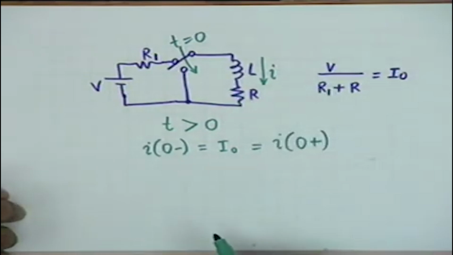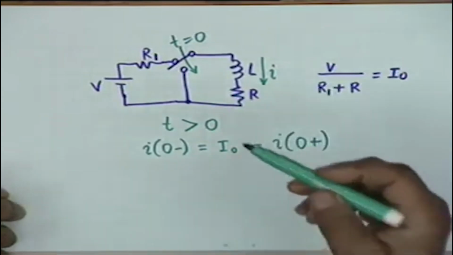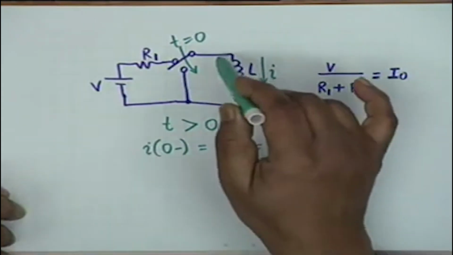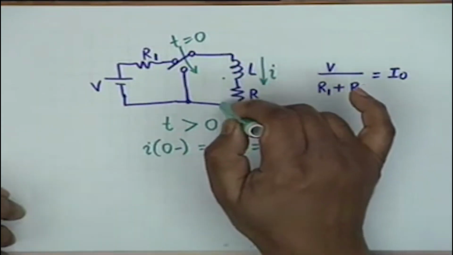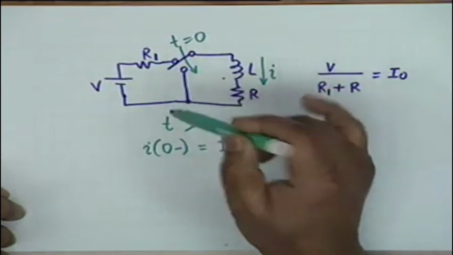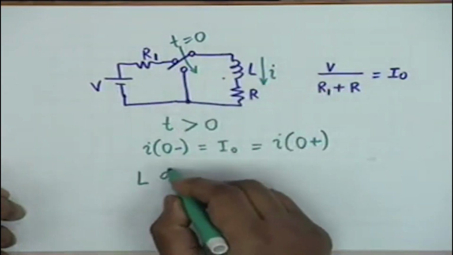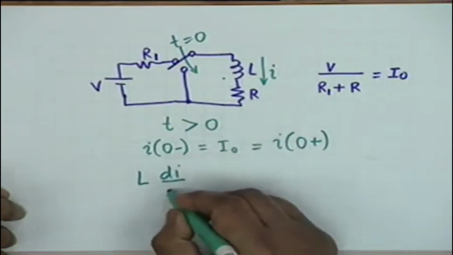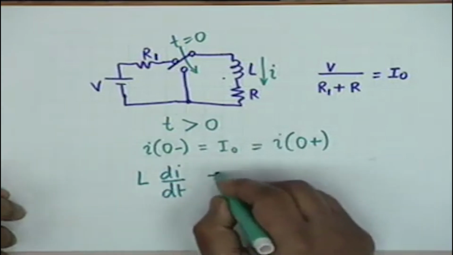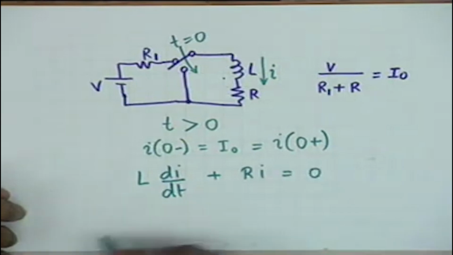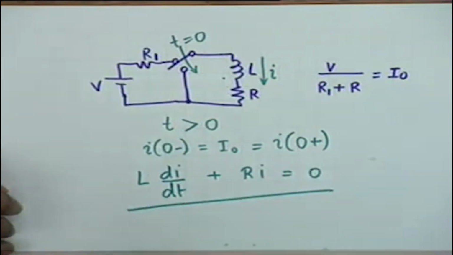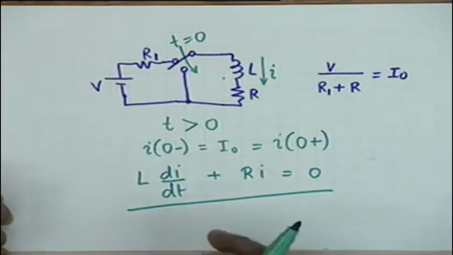The differential equation that one can write is simply application of KVL: the drop across the inductance plus the drop across the resistance should be equal to 0, because there is a short circuit. Therefore the drop across the inductance is L di/dt, the drop across the resistance is Ri, and this should be equal to 0. This is a first order differential equation, and this is what defines the order of a circuit.